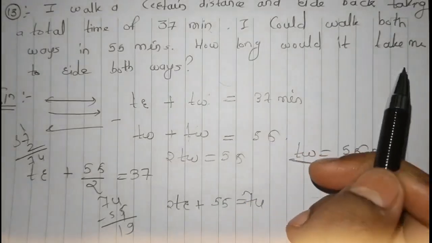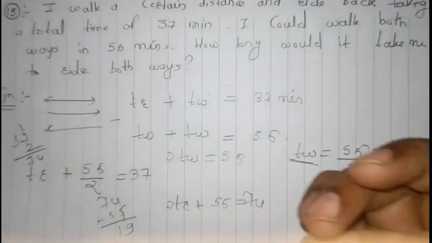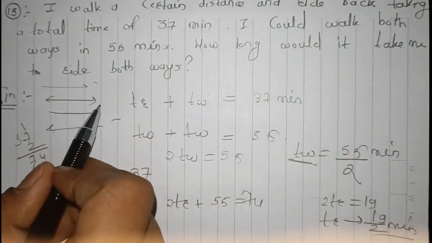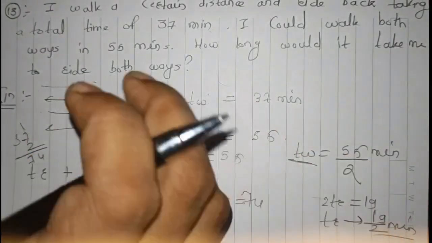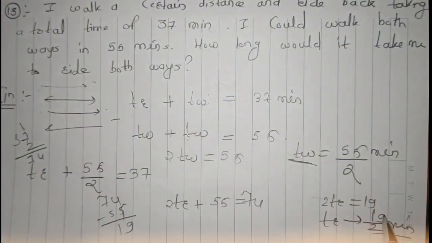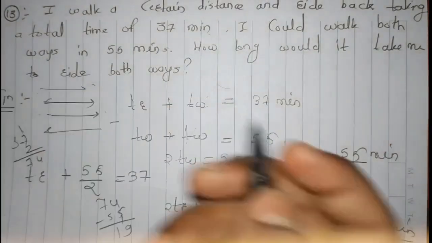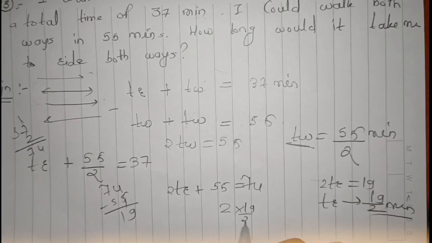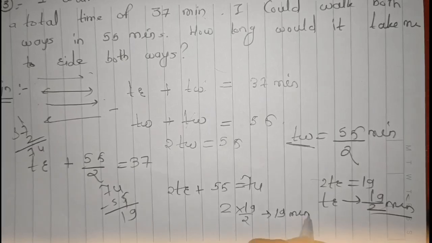But for both ways, now riding back and forth, I mean riding from here to here and then riding back from here to here. For just covering the entire distance once, we will require 19 by 2 minutes. Now again coming back from that distance, we will require 2 into 19 by 2, that is 19 minutes. I hope you got it.